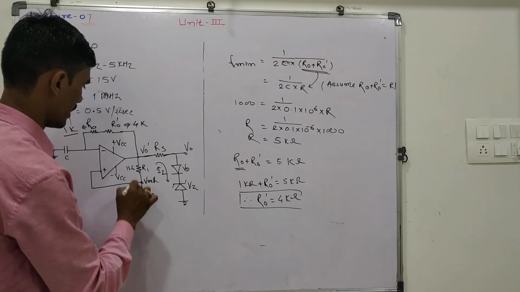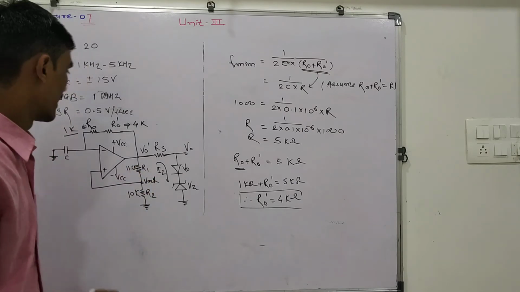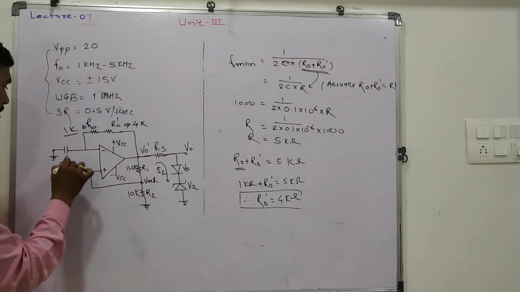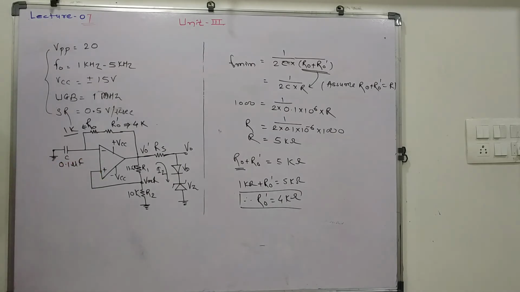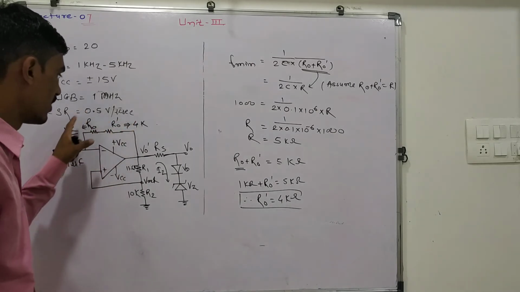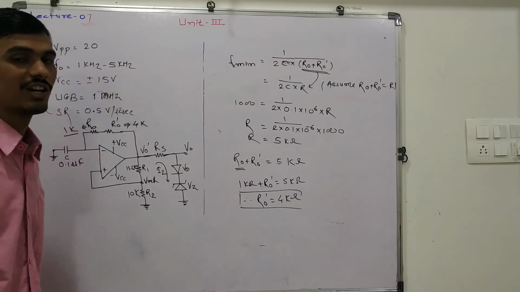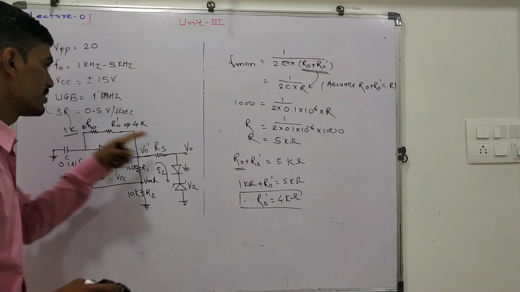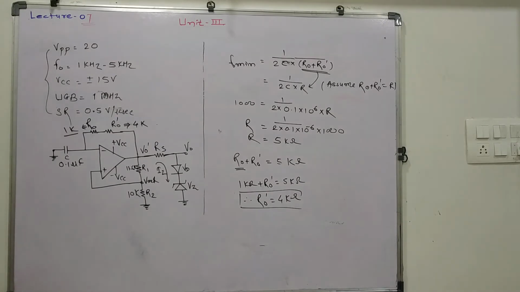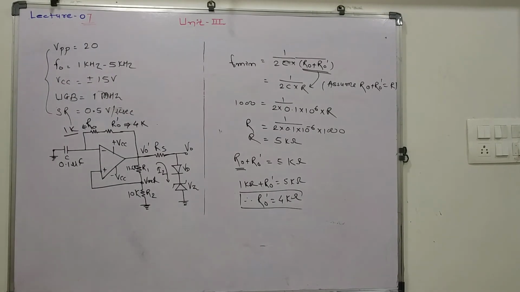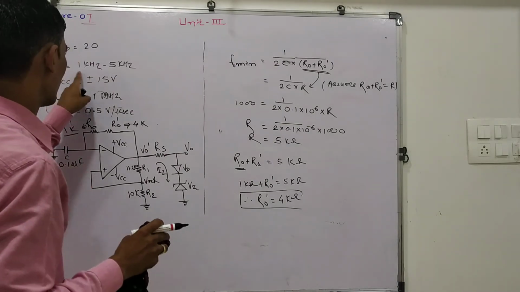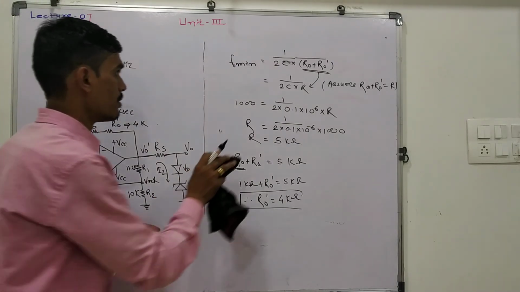This is 10K. And C is nothing but the 0.1 microfarad. So this is the complete design value for obtaining the variable frequency of 1 kilohertz to 5 kilohertz. By using these values, we can easily find out the variable frequency 1 kilohertz to 5 kilohertz.